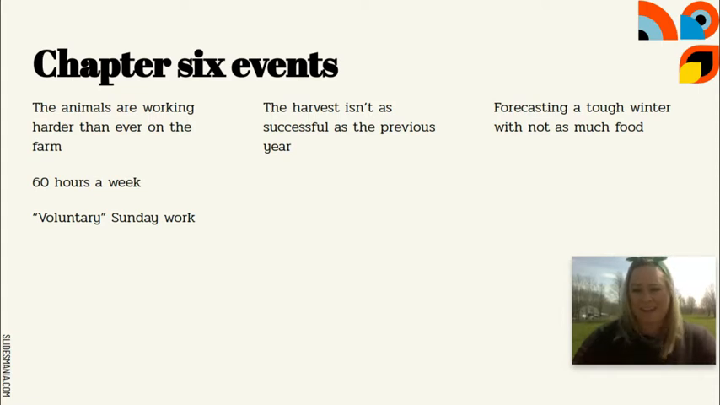And also, previously they had Sundays off, but now Sundays will be a voluntary work day. Only it's not truly voluntary, because if one decides not to work on Sunday, their rations, their food source, is decreased by 50%. So the animals are essentially forced into working on their day off.